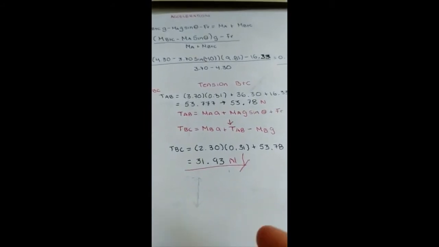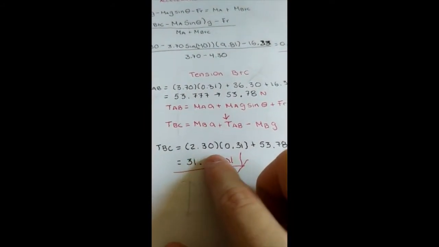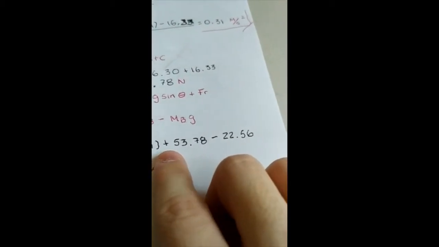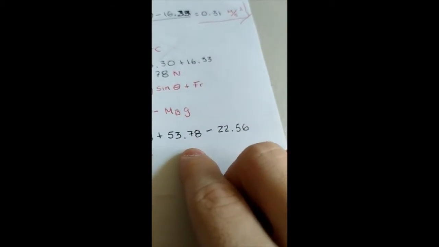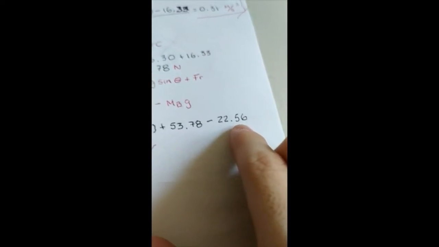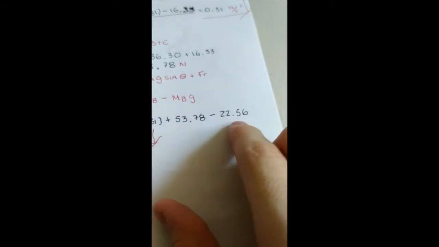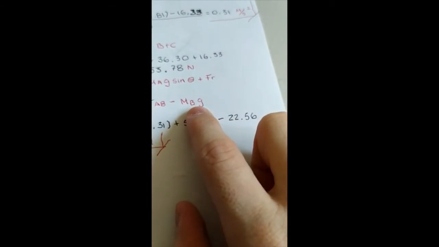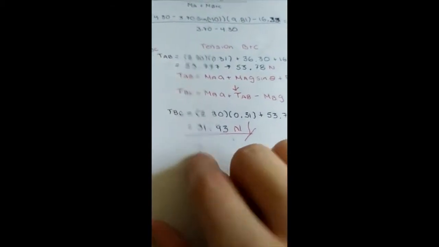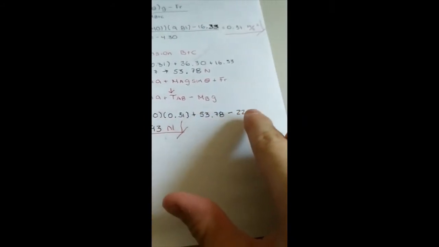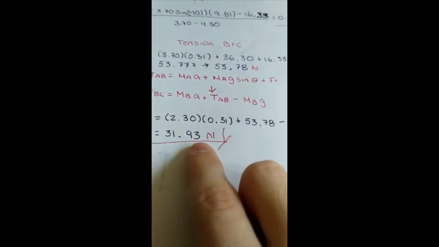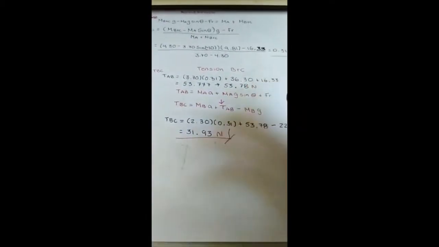So it goes something like this: 2.30 multiplied by 0.31 plus 53.78 minus 22.56. This, as I already told you, is the mass of B multiplied by gravity. So this is the result of all this formula right here. 31.93 newtons. And that's it.